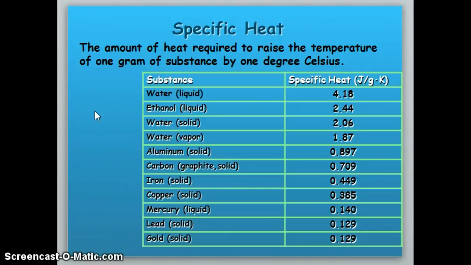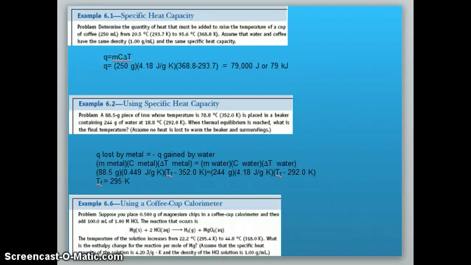Here's a table of a bunch of specific heats for several materials. I believe it's in the appendix in the back of your book as well, and you're going to use this to do some of the problems that you have to do for homework. So let's take a look at a couple of problems. We'll do example 6.1 and example 6.2 so you can see how this calculation is done.